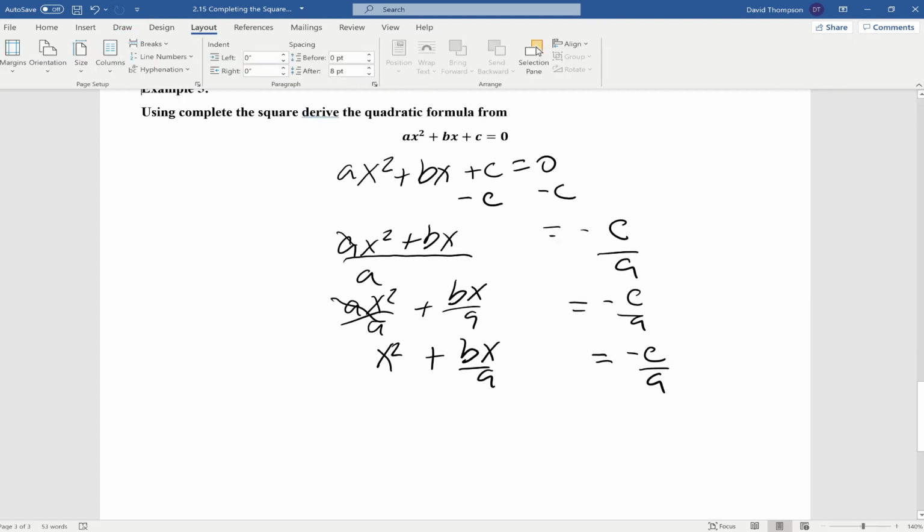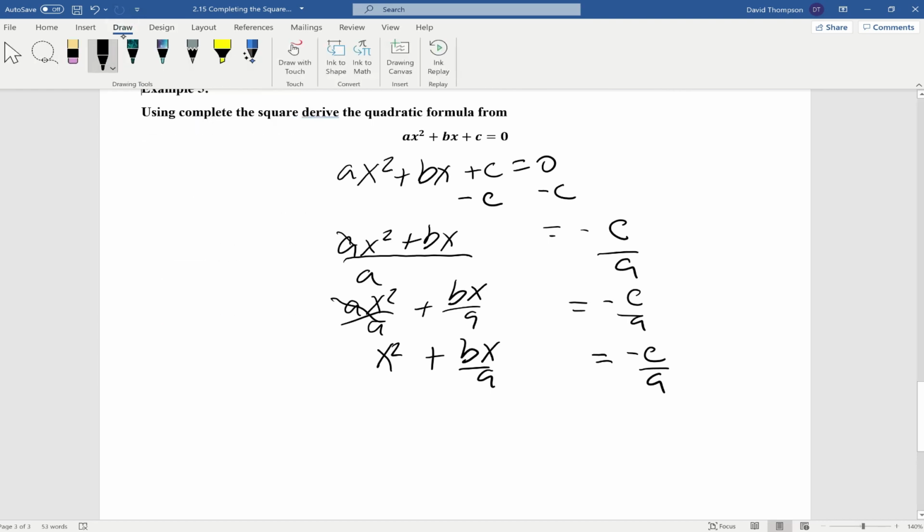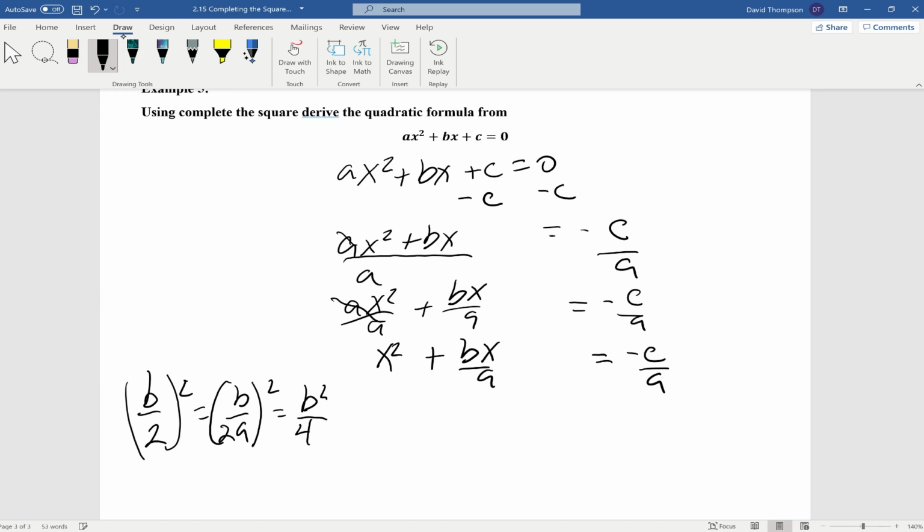So my b over 2 term squared is going to be b over 2a squared. So this will result in b squared all over 4a squared. So add this to both sides.